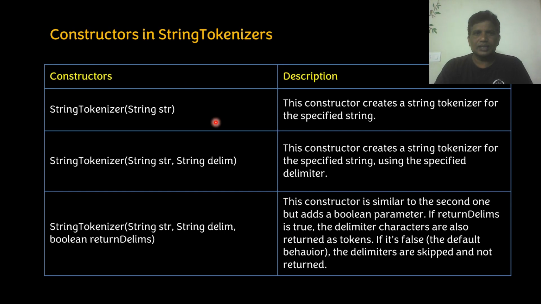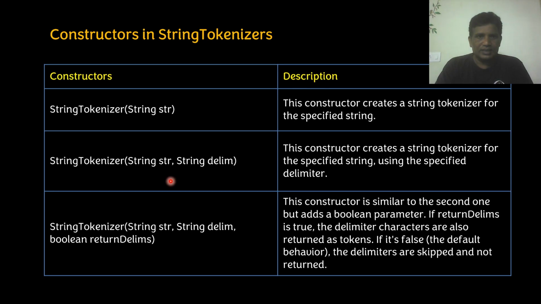There are a few constructors of the StringTokenizer class. The first constructor has one argument, which is the string. It creates a StringTokenizer for the specified string. Here the input is only the string, and the string is divided into tokens by using the StringTokenizer class.